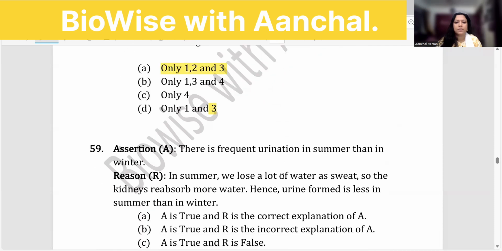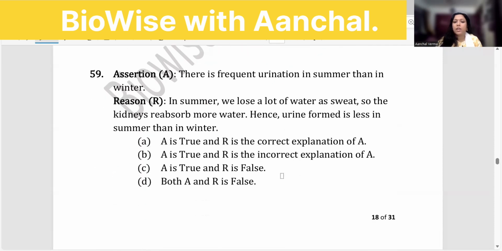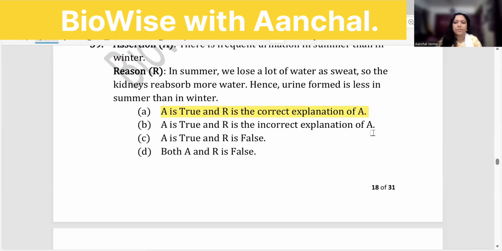Moving to the next. There is a frequent urination in summer than in winter. Right? Because in summer you're sweating a lot, loss of water is enough in your body, so there is less urination. In summer, we lose water as sweat, so kidneys reabsorb more water, hence urine formed is less in summer. So both the statements are true and R is the correct explanation of A. Any doubt? Put it in the comment section.